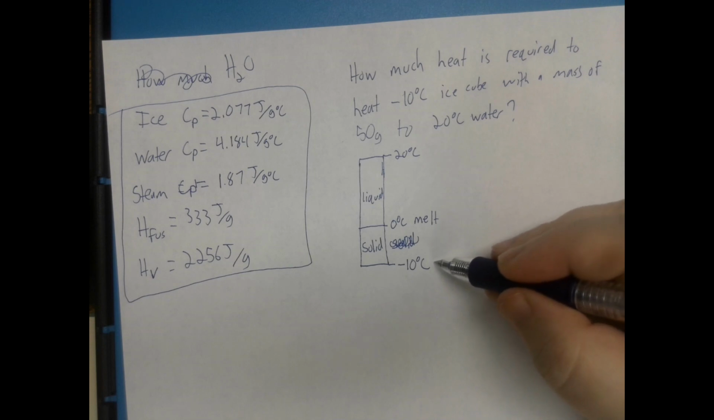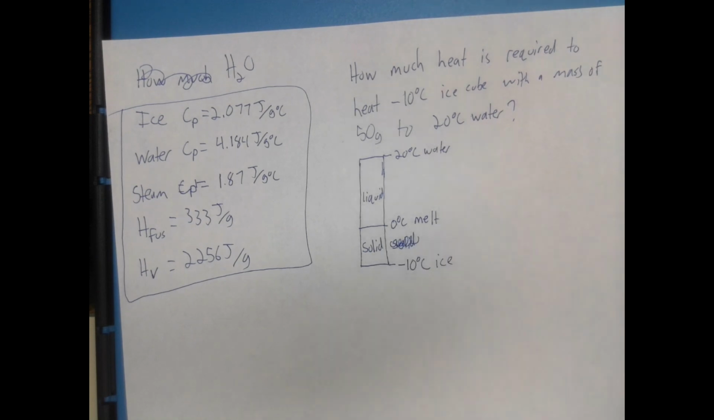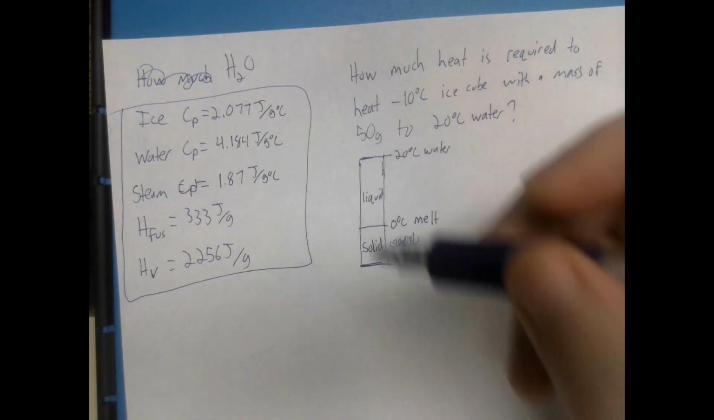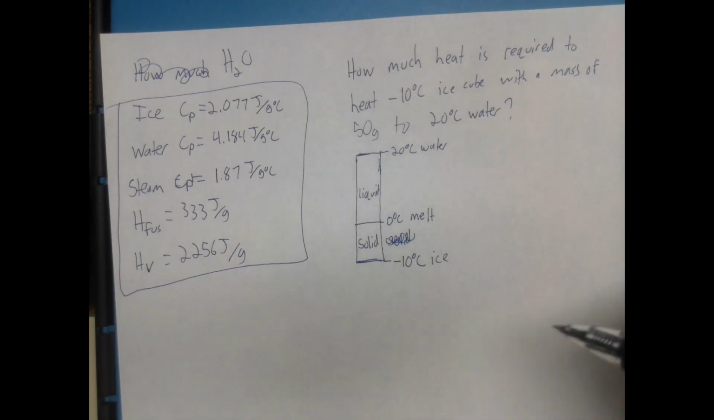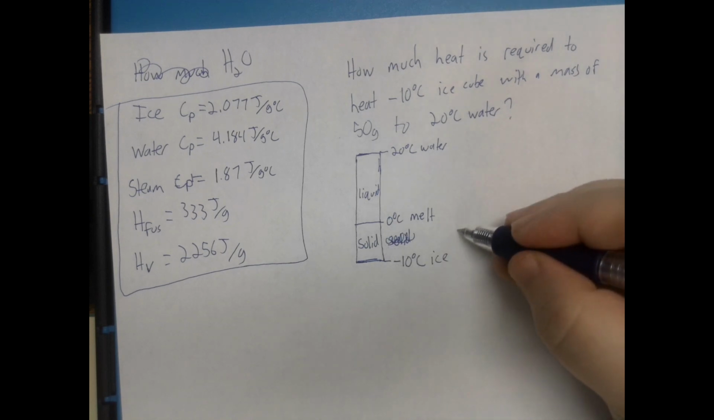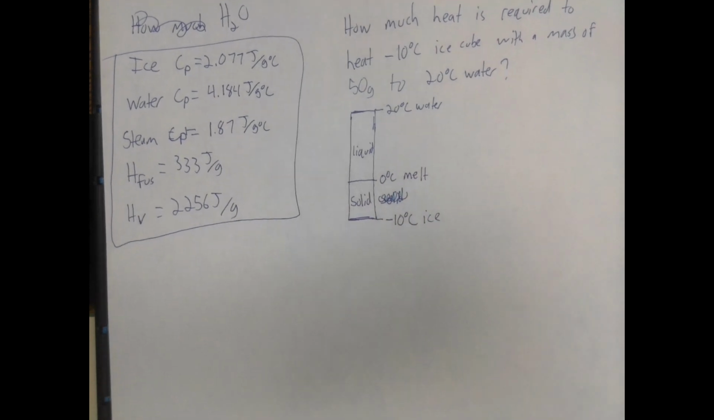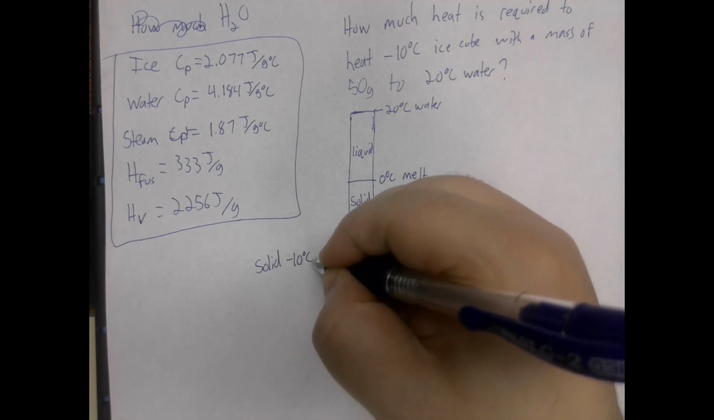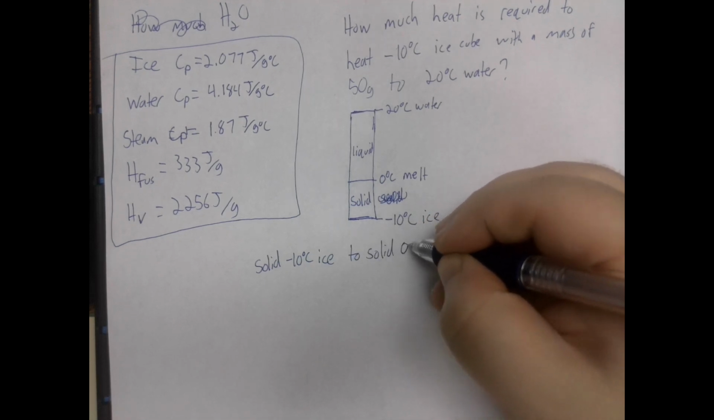So first we need to start out with negative 10 degrees Celsius ice and go to 20 degrees Celsius water. For every point as we're going from this line up to this line, we have to account for the different phases and phase changes. During this portion, when it's just a solid, so we're going from negative 10 degrees Celsius ice to solid 0 degrees Celsius ice.